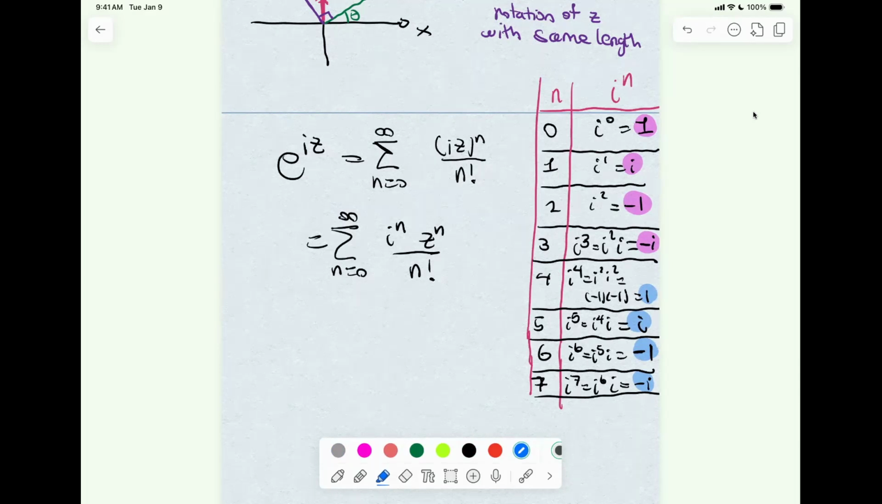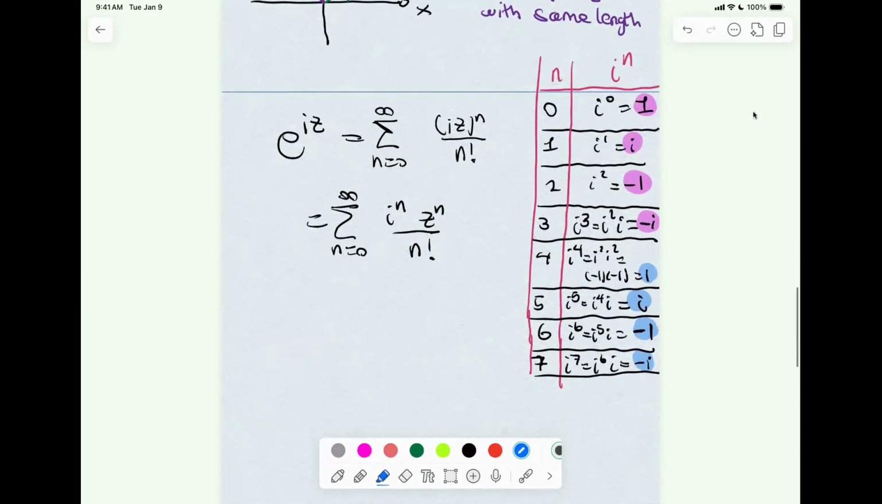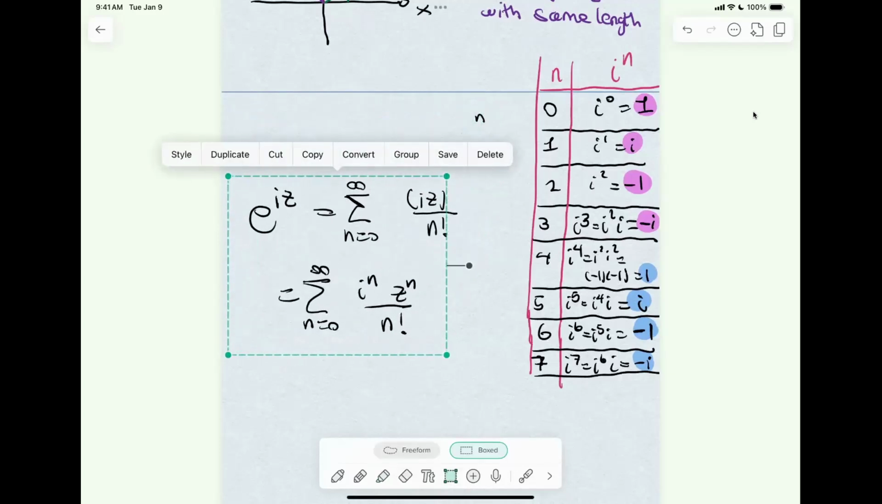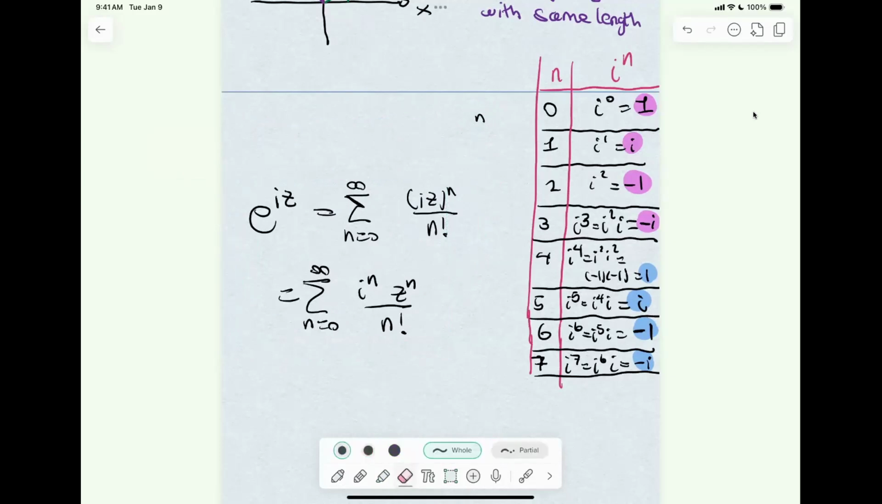Sometimes this is called modulo 4 because every 4 powers you return to where you started. In fact, if you want a picture of what's going on here, this is i to the 0, this is i to the 1, right? This is i squared. i squared is just -1. Then this is i cubed.